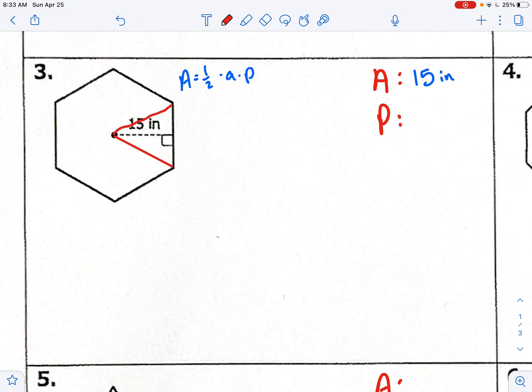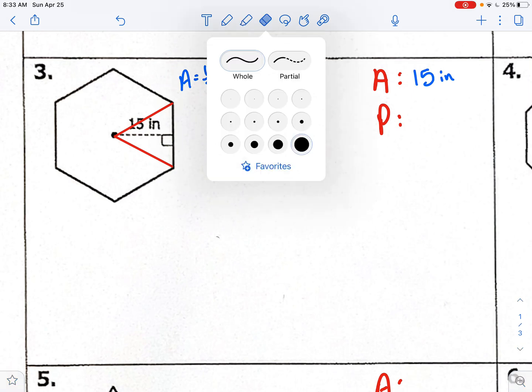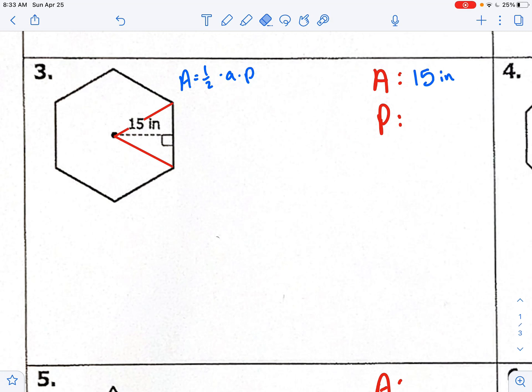Well, I'm going to cut this into triangles. So there's one triangle, and I have my apothem. So let me redraw this. Got this right triangle. Got my apothem of 15. And we're going to end up using some trigonometry to find the perimeter.